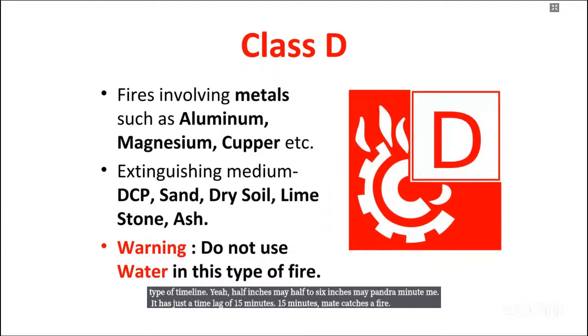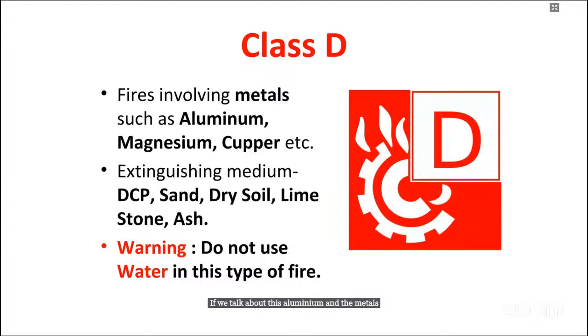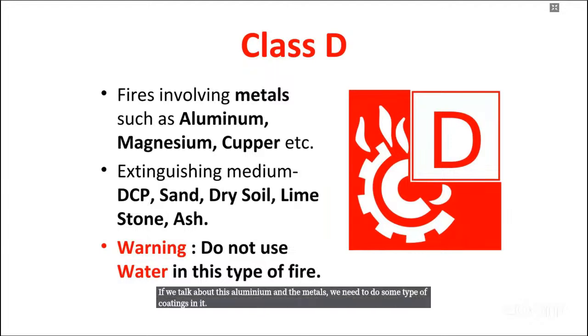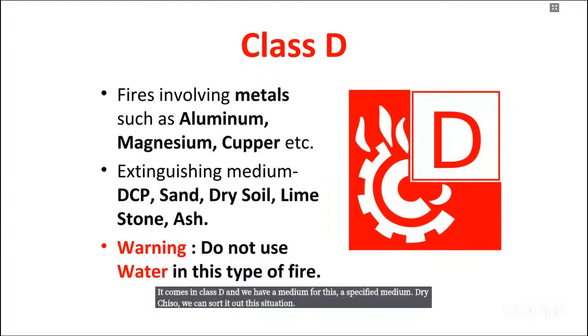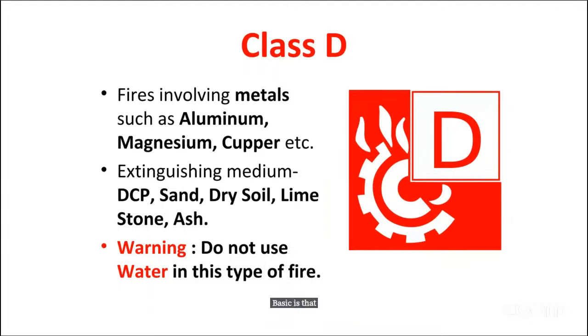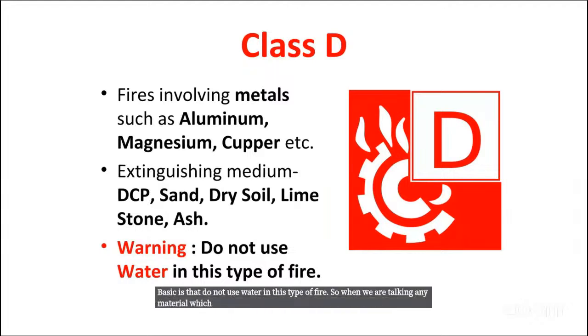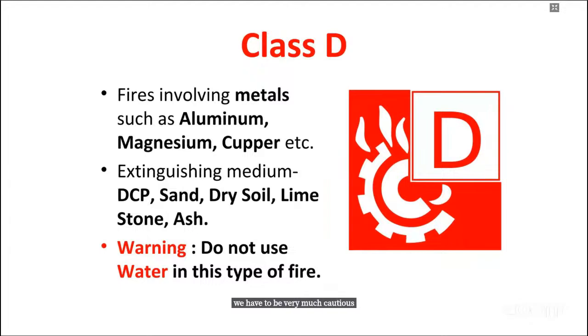If we talk about aluminium and the metals, we need to do some type of coatings on them. So it comes in class D, and we have a specified medium for this, dry materials, with which we can sort out this situation. The basic point is that we do not use water in this type of fire. So when any material which falls into class D is giving the fire according to this category, we have to be very cautious about water. We are not allowed to use water on these types of metals. Next, please.